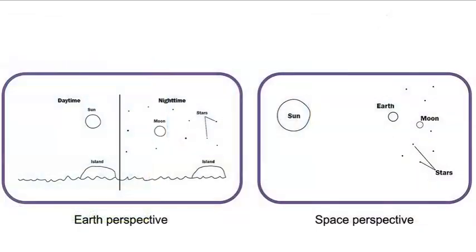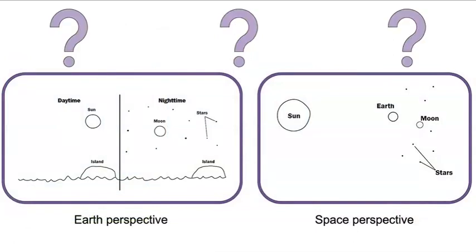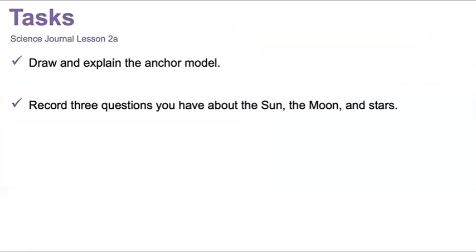As you look at the models, what questions do you have? One of your tasks for today will be to write 3 questions you have about the Sun, the Moon, and stars. We will use those questions to help us form our driving question board in the next lesson. Let's review your tasks for today. First, draw and explain the anchor model. Second, record 3 questions you have about the Sun, the Moon, and stars.